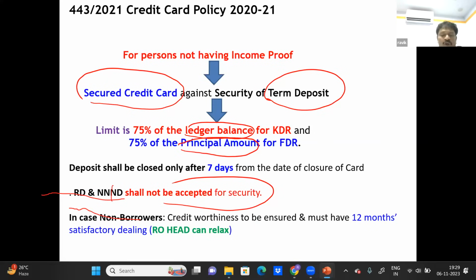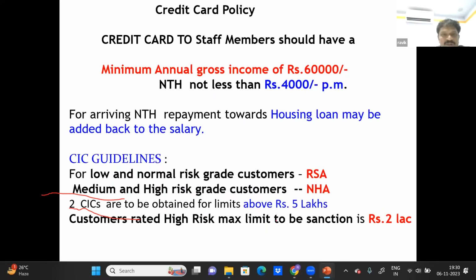Then, in case of non-borrowers, other banks are giving cards and they will approach us also. Generally we are not giving such credit cards, as you might have observed, but we can also give. The only thing is, creditworthiness must be ensured and there must be 12 months of satisfactory dealing. But the RO head can relax; he can give with less than 12 months also.